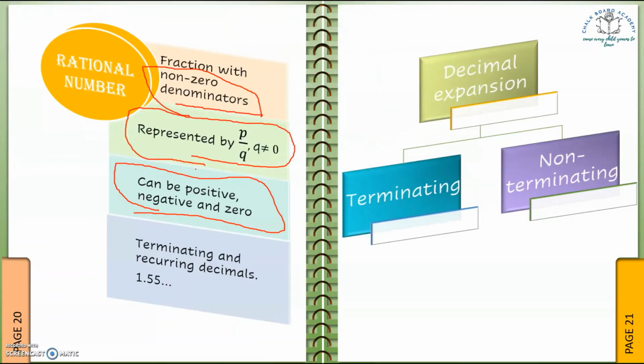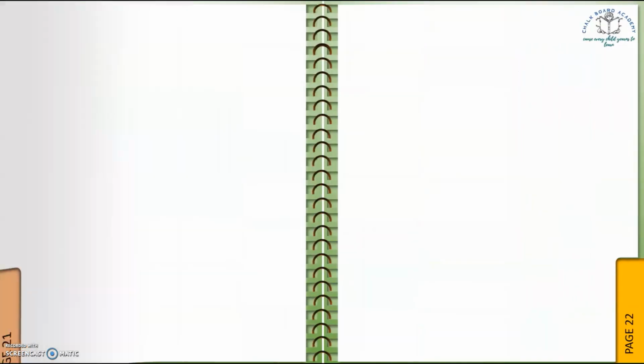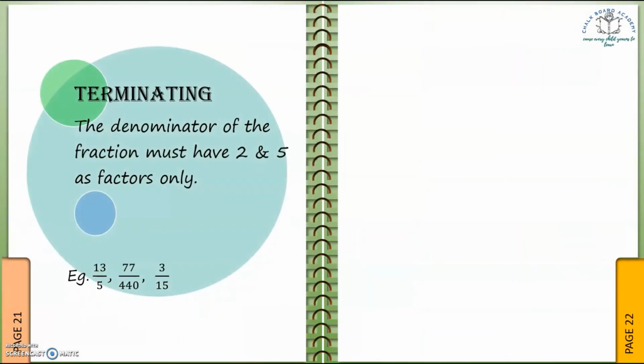Now we have rational numbers, so we are going to discuss the decimal expansion here. Decimal expansion can be terminating and non-terminating. When it is terminating, we say they are rational numbers. When non-terminating, we say they are irrational numbers. So the terminating numbers must have only multiples of 2 and 5. So they must have only 2 and 5 as factors, no other number.